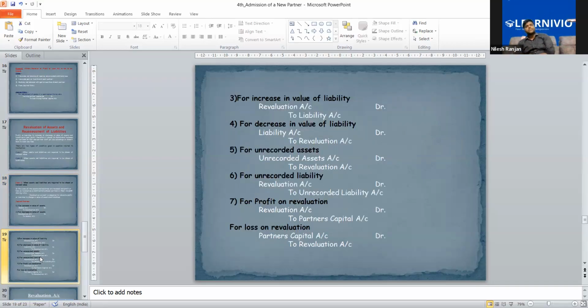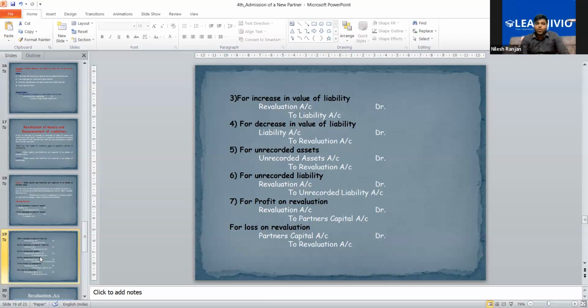Then again, for increase in value of liability, it is revaluation account debit to liability because it is a loss. For decrease in value of liability, now you have to pay less, so it means profit: liability account debit to revaluation account. For unrecorded asset, it is also a profit, so unrecorded assets account debit to revaluation. For unrecorded liability, it is a loss, so revaluation account debit to unrecorded liability.